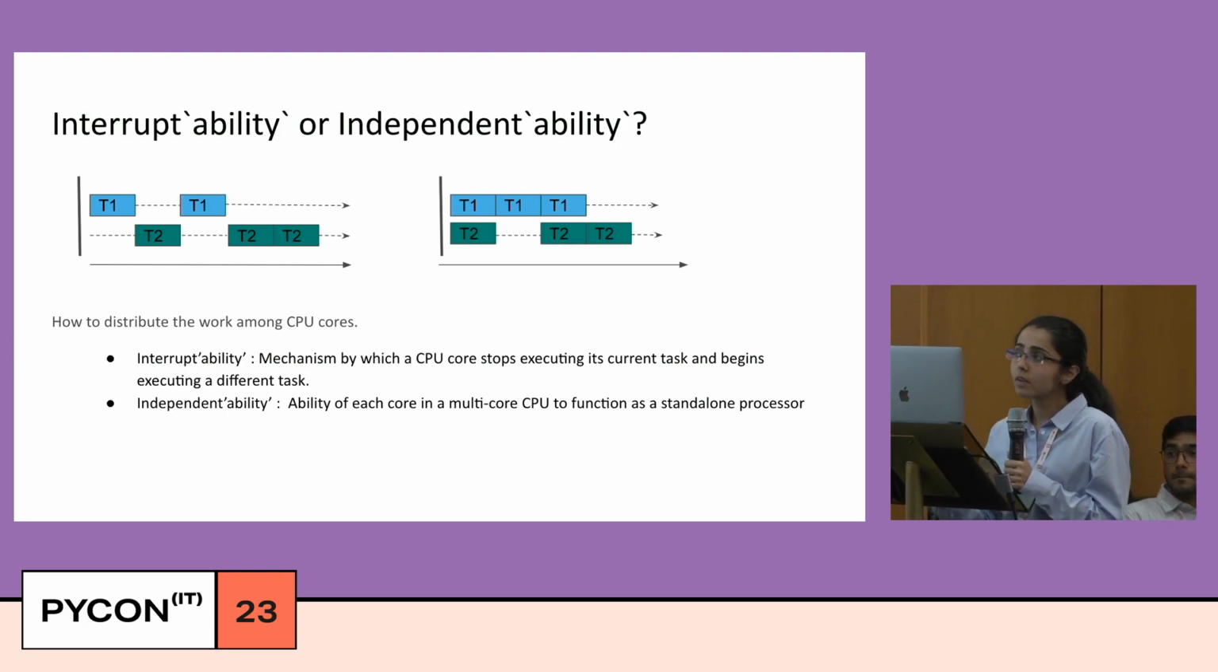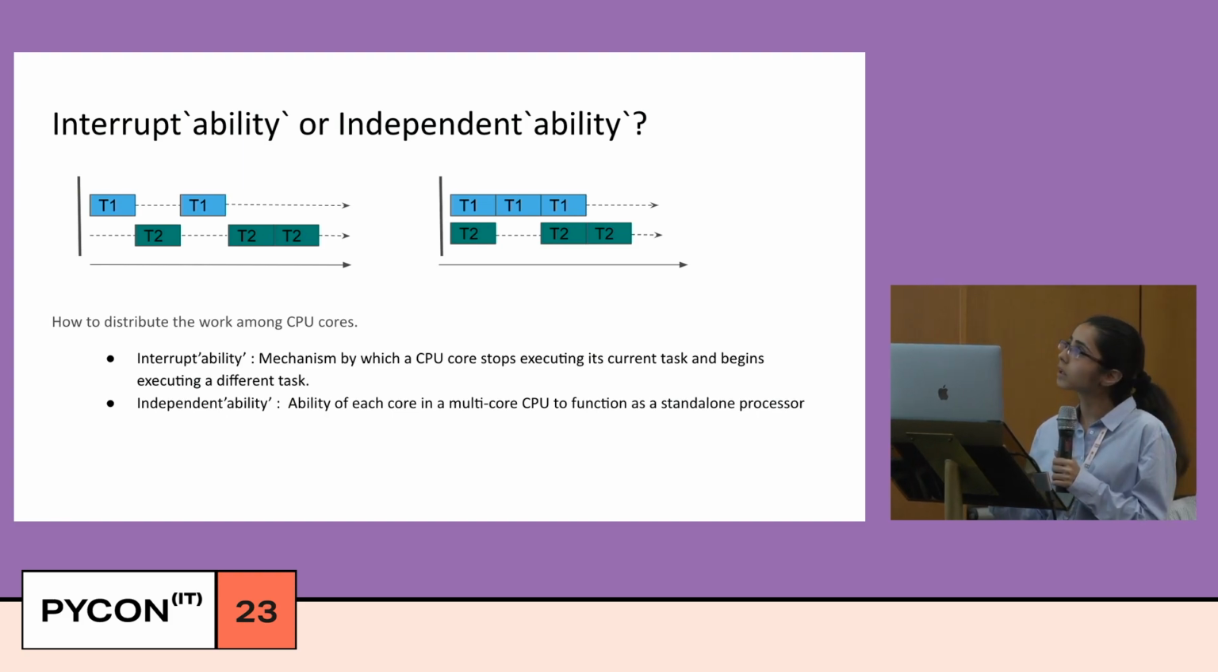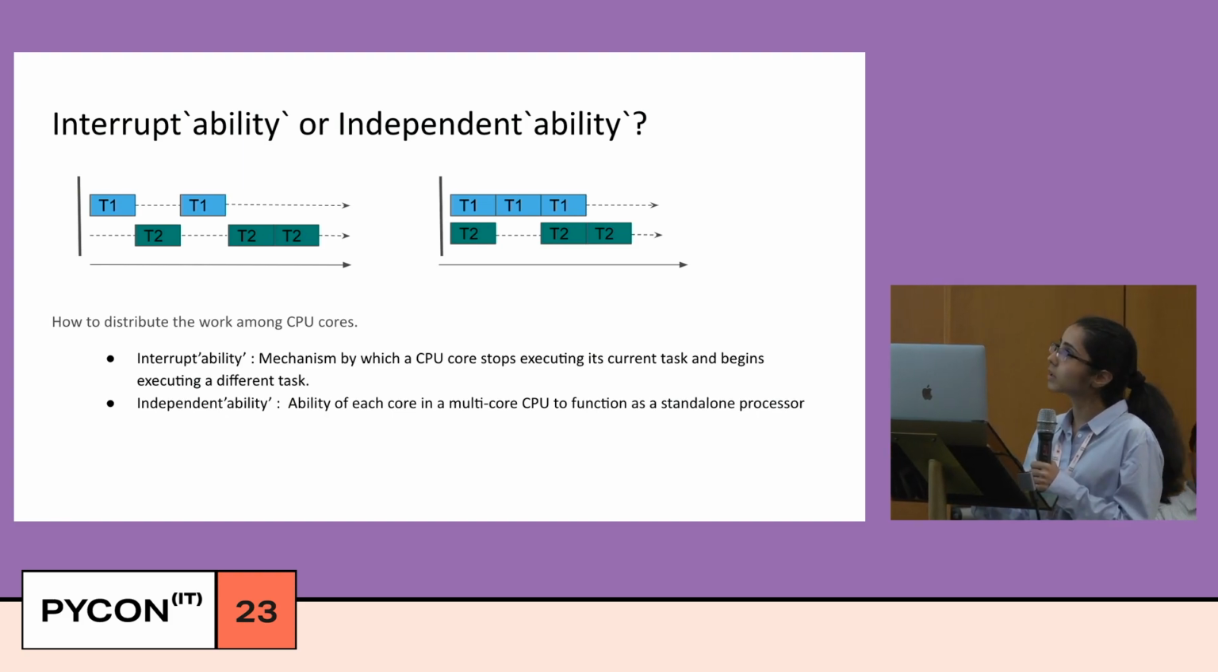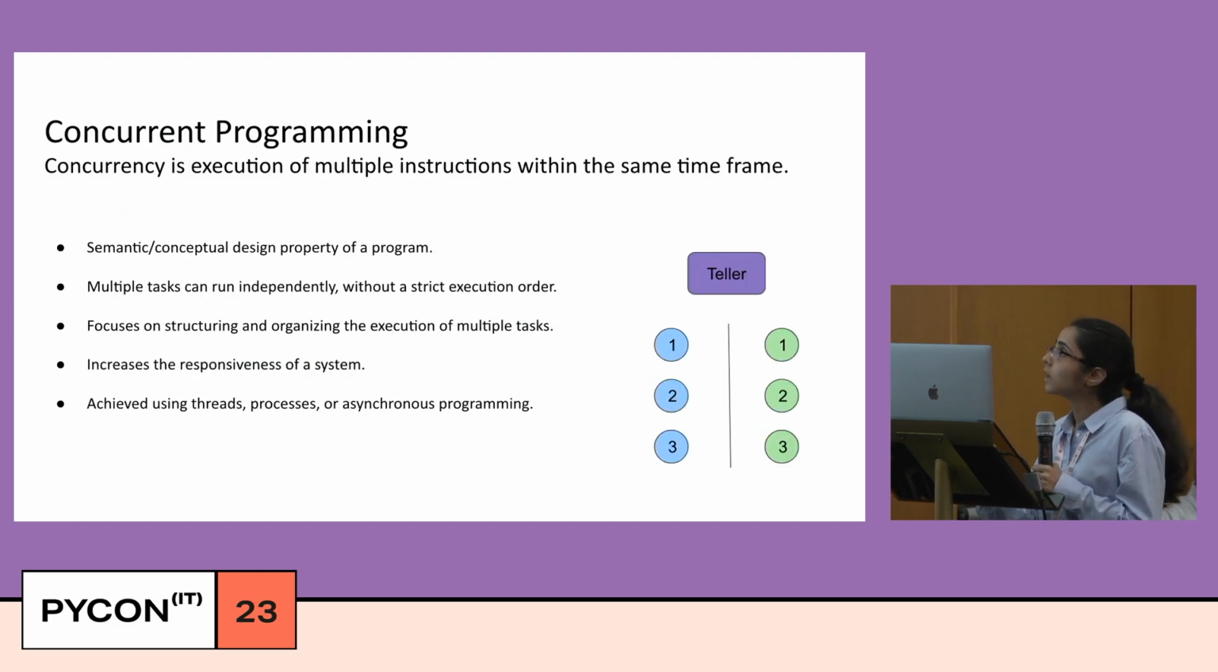So this is the basic difference. We are using the words interruptibility and independentability here. These are not actual English words, but they do a good job in explaining the difference between concurrency and parallelism. As previously explained, concurrency is the execution of multiple instructions within the same time frame. For example, consider a queue at a bank and a separate queue for senior citizens, with only one teller. The teller will alternately switch between the two queues, making both queues progress together, but at a time only one queue will progress. That can be taken as an analogy to understand concurrency.